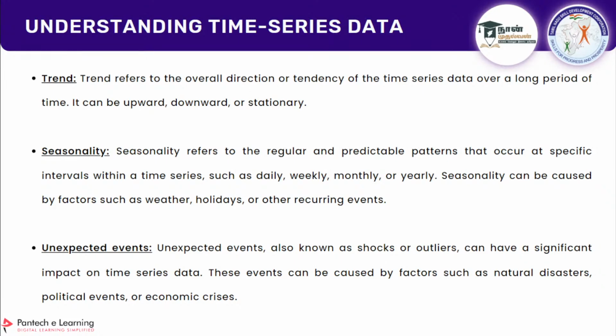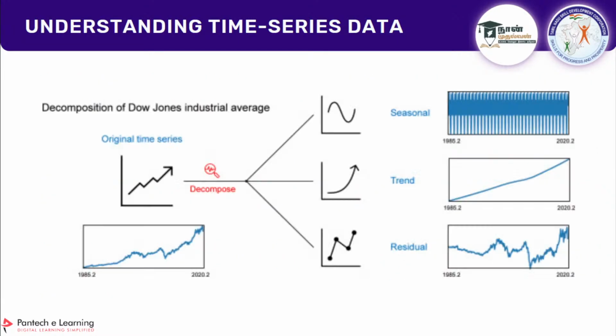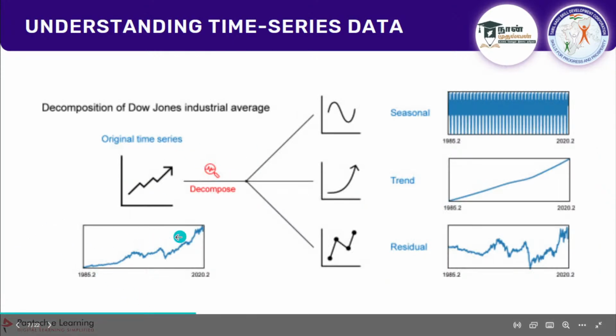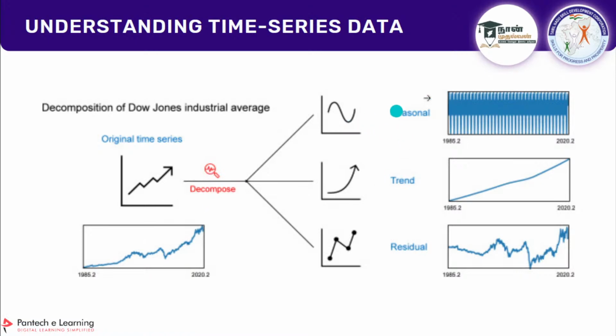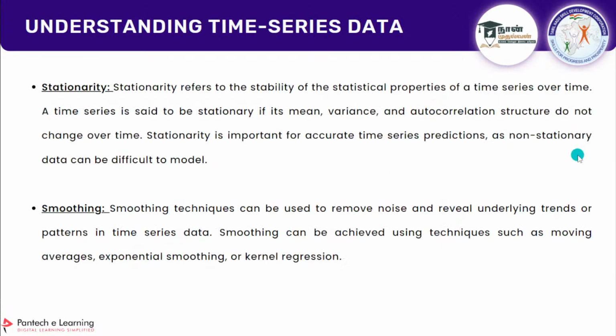Clear about these three terms? Can we move on to the next one, guys? Trend, seasonality and unexpected events. Okay, so there is a method where, when you have your data, you can use some algorithms to split it into the seasonal part, the trend and the residual terms. We'll see about it later.